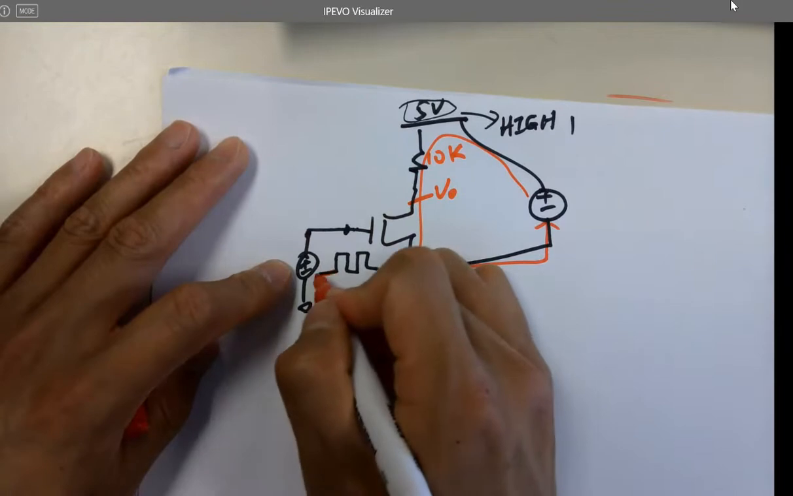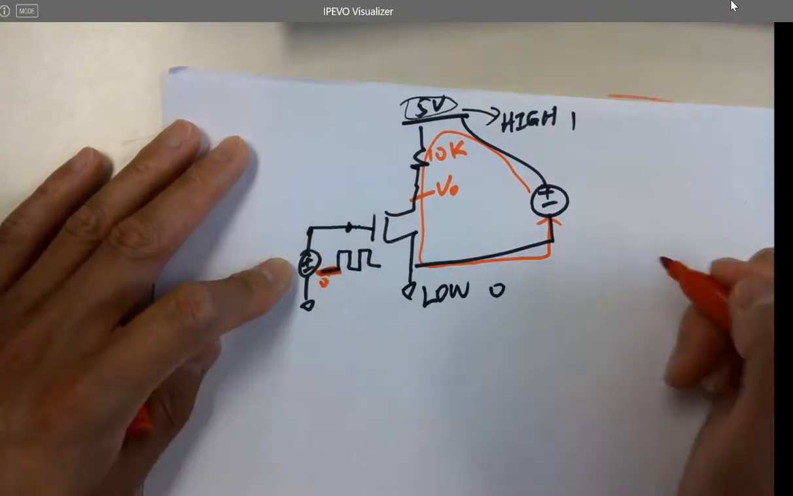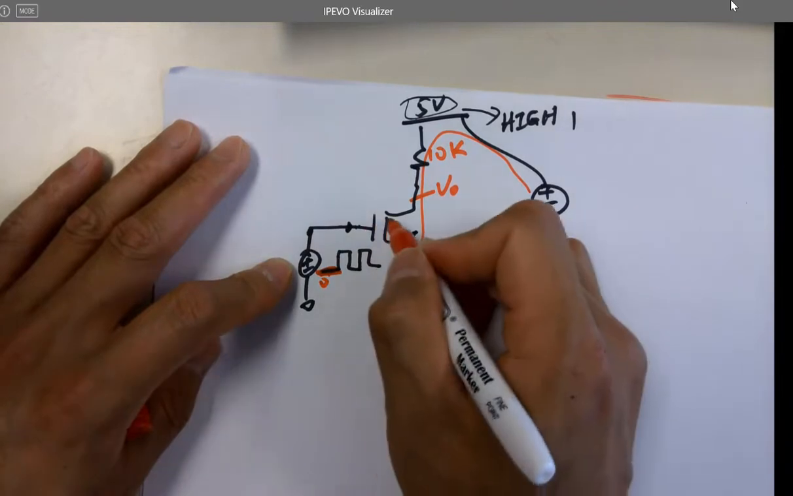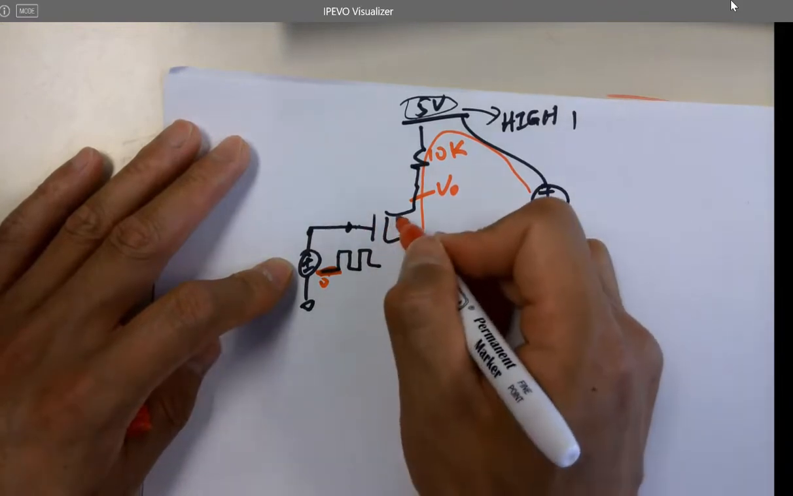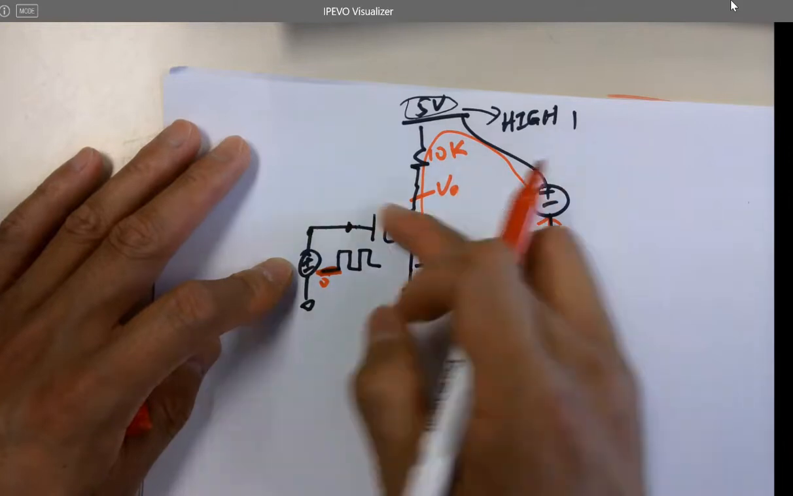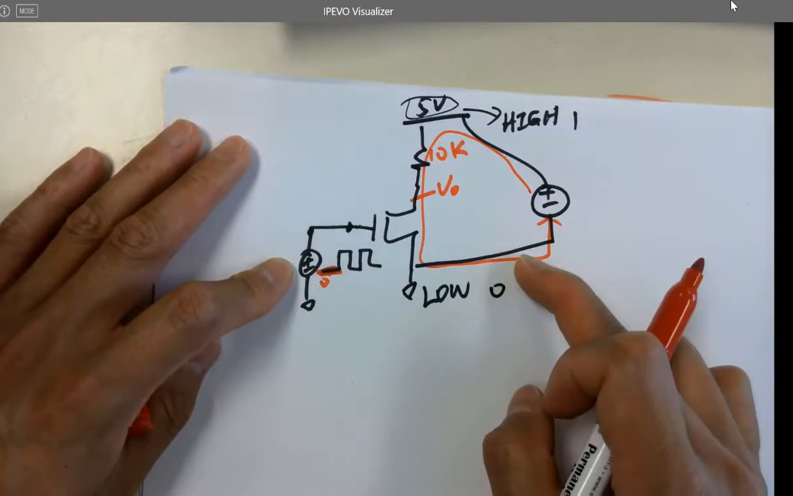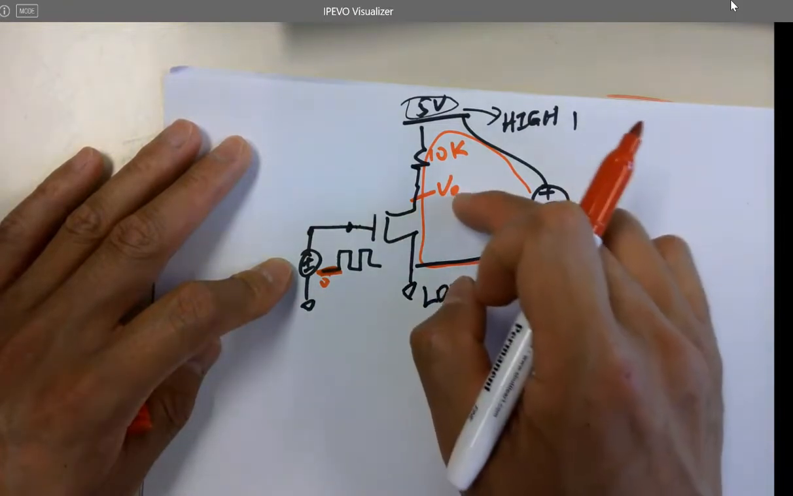So for example, this is low here. We're looking at this logic 0 for now. So logic 0 is not going to turn this on. So here it's shut off, right? There's nothing. So what is VO?